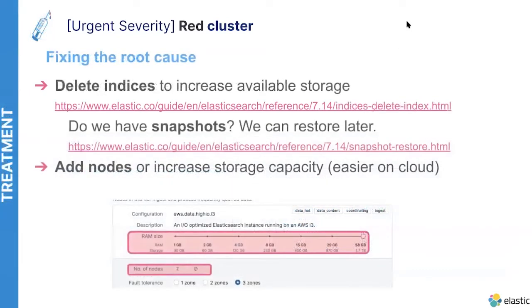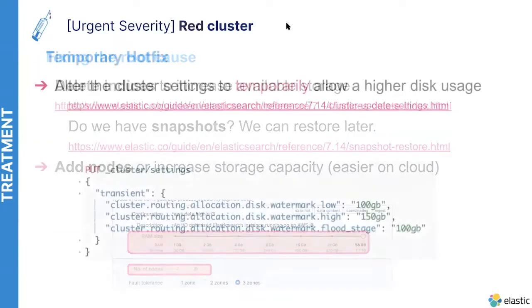Now that we know what happened, it's time to fix it. The quickest way is to increase the available disk. We can add nodes or alternatively delete older data, reducing the data retention. If we have snapshots, we can always restore those indices later if needed, once the storage issue is solved, or we can reingest the data later from the source if we have it.